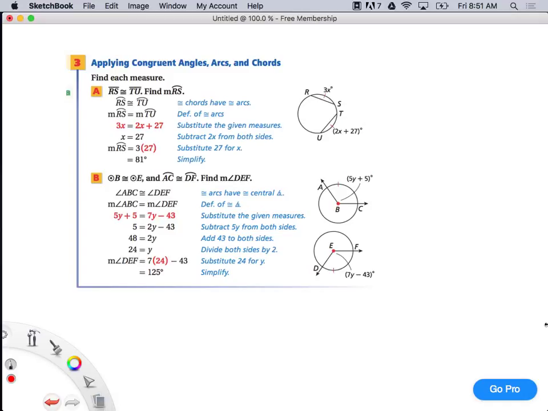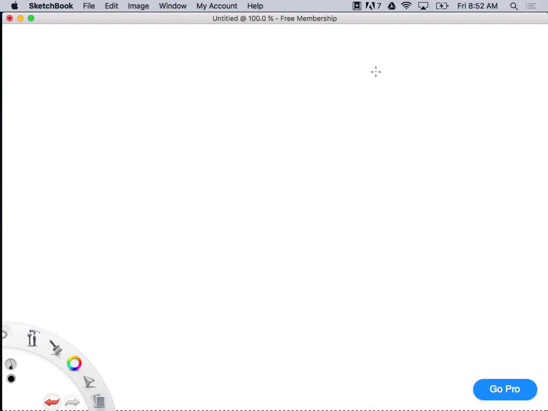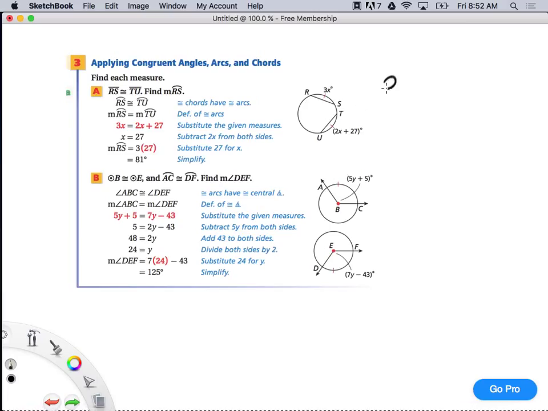Now, if I want to find the measure of the arc, what should I do with these two? Set them equal to each other. And so I set them equal, and that's what it goes through in this example. So I end up with 3x equals 2x plus 27. Subtract 2x from both sides. I get x equals 27. You see?